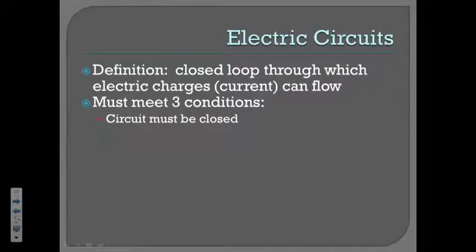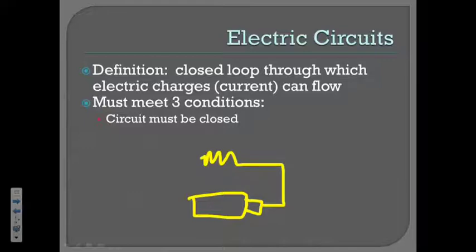First thing, the circuit must be closed. That means that there must not be any sort of disconnected wire anywhere. So, for example, if I draw our battery down here, and I have the wire here, and I have some sort of resistor, and I have the wire here, well, the circuit's not closed, so the electrons are not going to flow through.